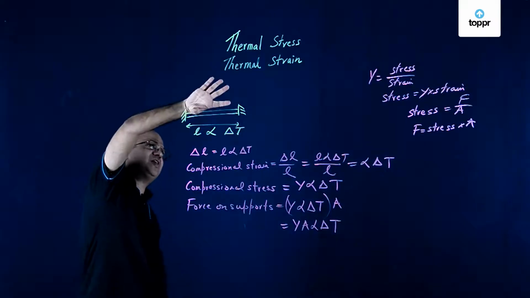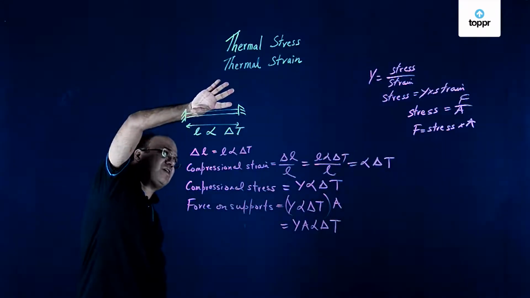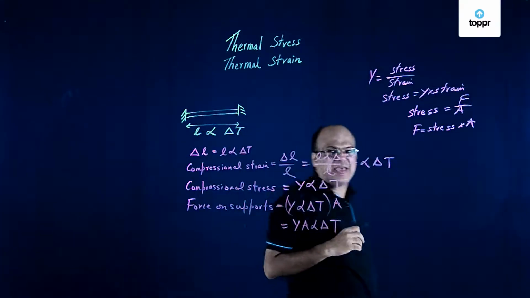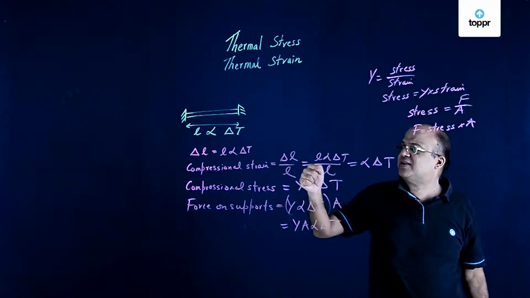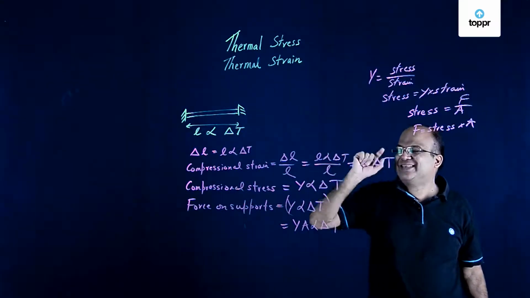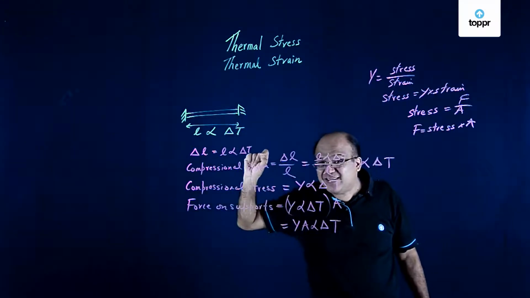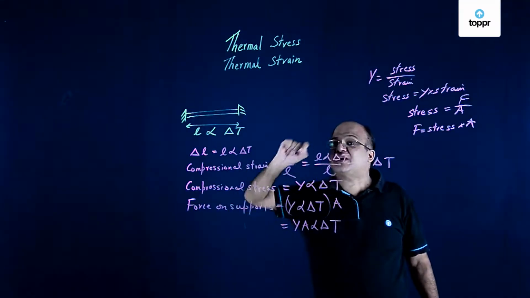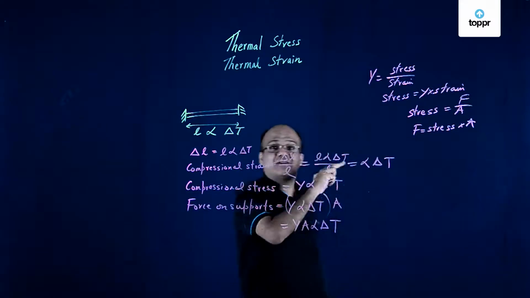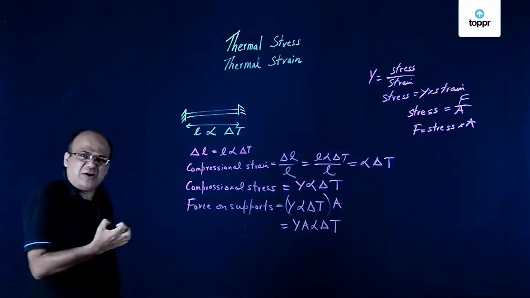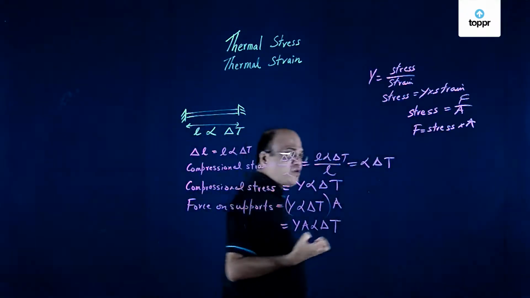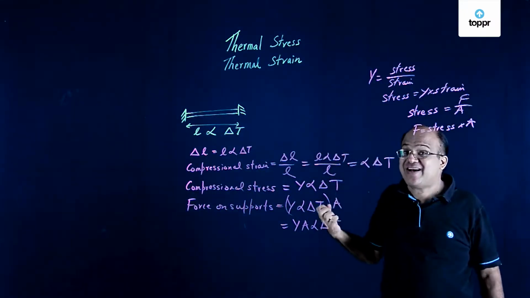Now, because the rod is not able to expand, it experiences a compressional strain, and that compressional strain is delta L by L. That will be L alpha delta T by L. L will get cancelled, so we get alpha delta T. This is compressional strain. When you multiply compressional strain by Young's modulus, you get compressional stress, and that becomes Y alpha delta T. And when you multiply this compressional stress by area, you get force on supports, that will be Y A alpha delta T.